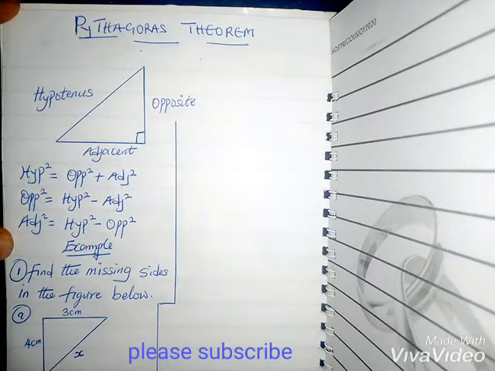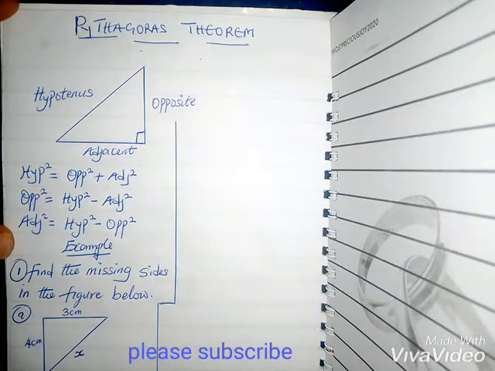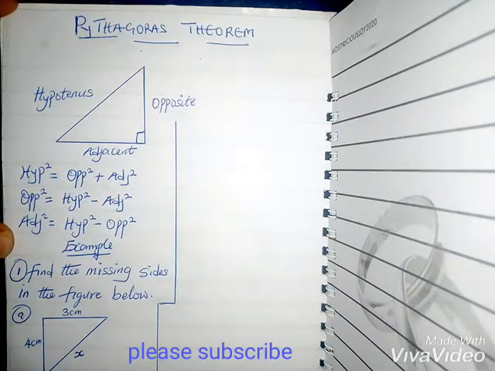Today we're going to look at Pythagoras Theorem. Pythagoras Theorem is a theorem that states that the square of the longest side of a right-angled triangle is equal to the summation of the square of the remaining two sides.